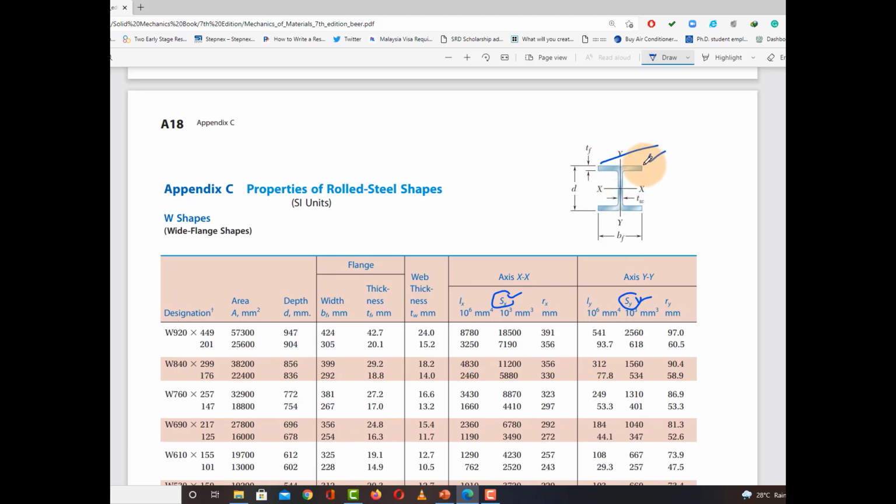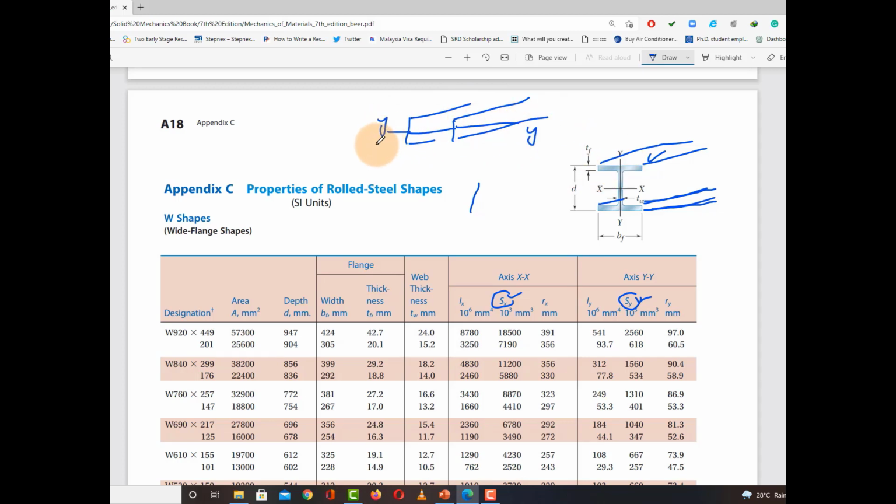So let's see, this will be like this. Usually our beams are positioned in this manner. If your beams are not like this, if they are lying in this other orientation, then in this sense this will be your y-axis.